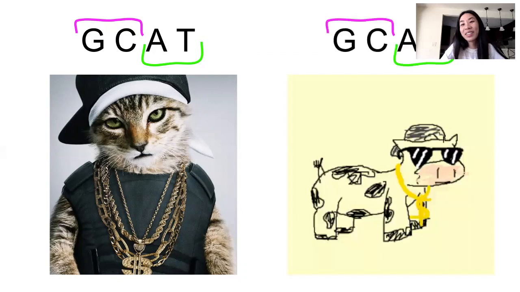Therefore, here's my final embarrassing picture for today. So hopefully that will help you remember the base pairing rules. Okay, so GCat for DNA, GCow for RNA.